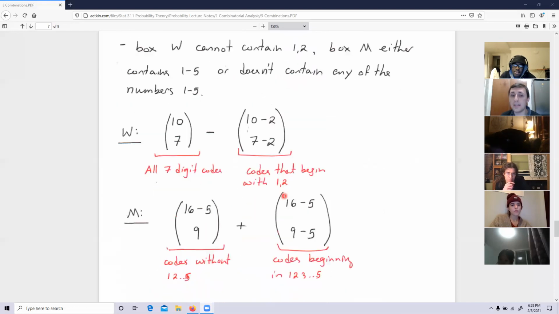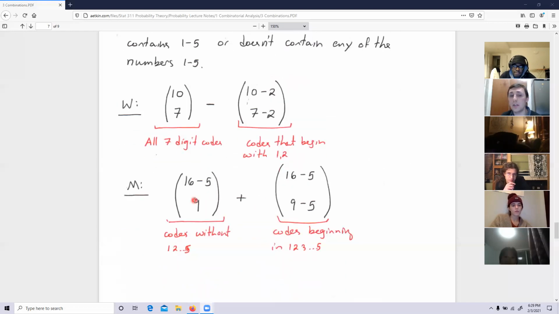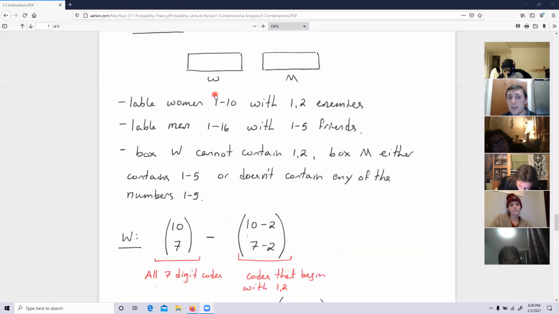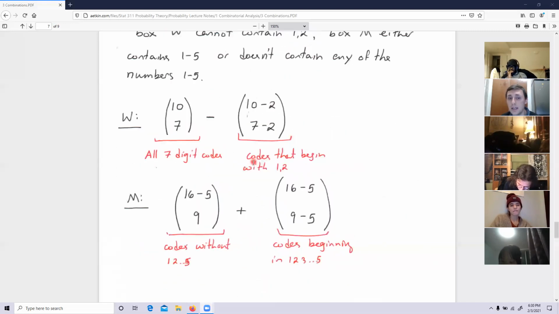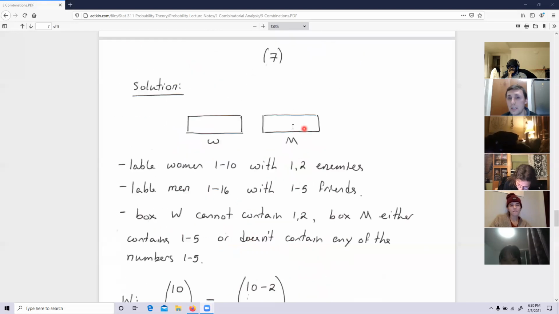Now, for the men, it's easier to do it this way, to consider the friends in or the friends out. Okay, so I would do it this way. 16 minus 5, it's where it's without the friends. Choose 9, then I need the full 9. Or I already have the friends in, and then I need an additional 9 minus 5. Do you understand? So guys, you understand for the women, this is how many ways, how many codes I can write here. And this is how many codes I can write here.